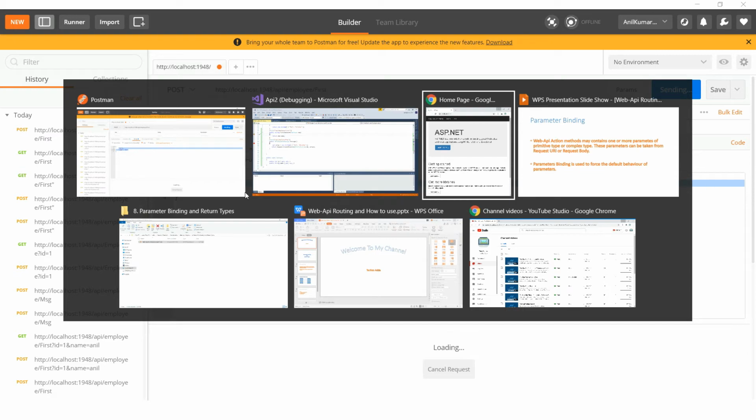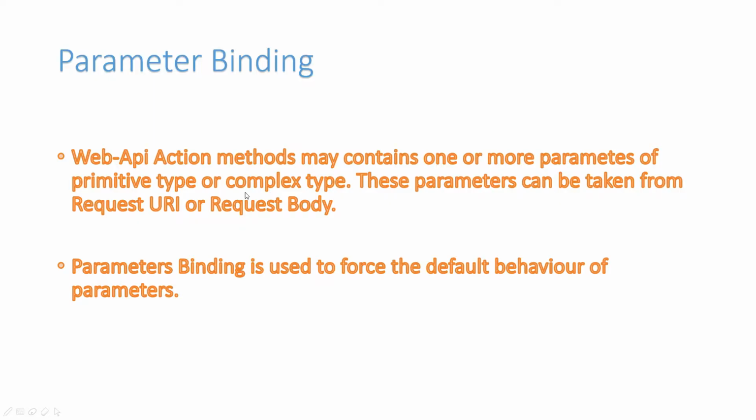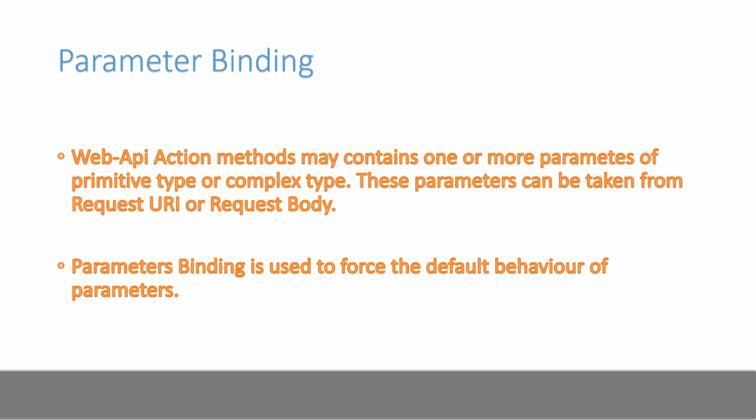Let me tell you the default behavior of parameter binding. Primitive types, let's say ID and name, which are integers and strings, can be taken from the request URI. And complex types, let's say an object, in our case the Employee class object, are read from the request body. So this is the default behavior.